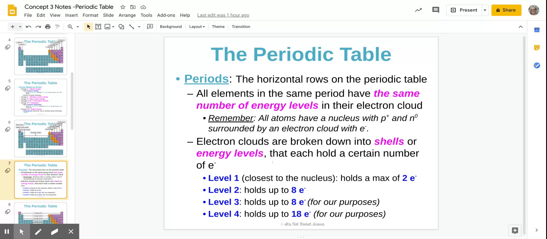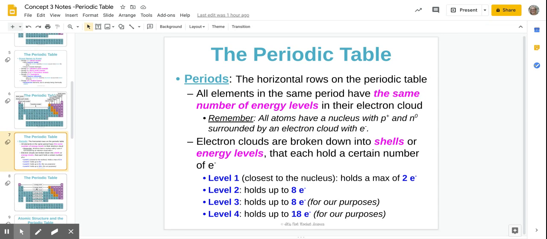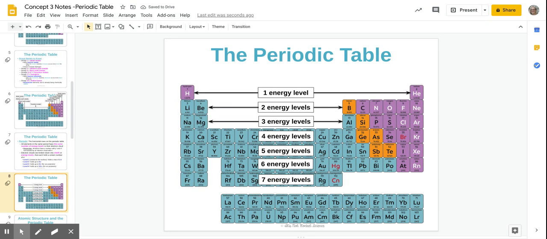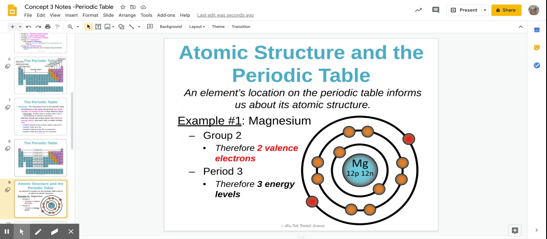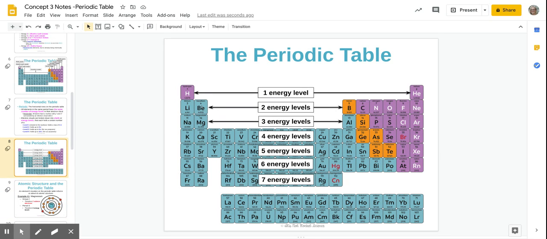So right here, the different levels. The one closest to the nucleus will only hold 2 electrons. Level 2, the next one out, can hold up to 8. And level 3 can hold up to 8 for what we're going to do. And we don't really deal much with level 4. Again, here's an image that shows you the different energy levels. If you're in period 1, you have 1 energy level. Period 2, you have 2 energy levels. Period 3, you have 3 energy levels. And we usually do not go past calcium if we are drawing models of atoms, because then they get more complicated.